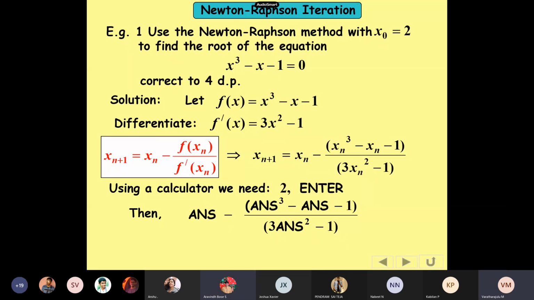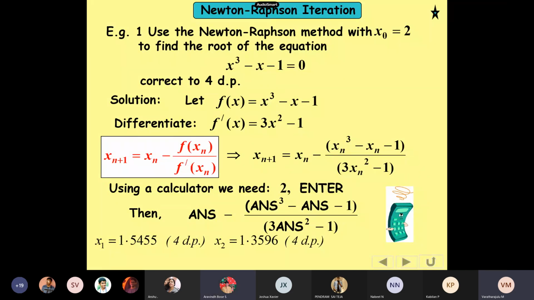1.5455, sir. Very good, absolutely. That is our first finding, that is x1, 1.5455. Then we can continue this iteration by using equal to alone, right? The answer will be updated. Again press. 1.3596, sir. That is your next result. Again give equal to. 1.3258, sir. Very good. Again. 1.3247, sir. Yes, that's all.